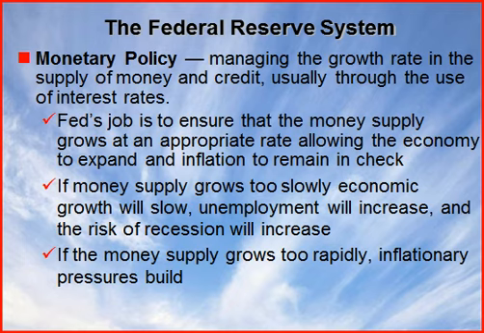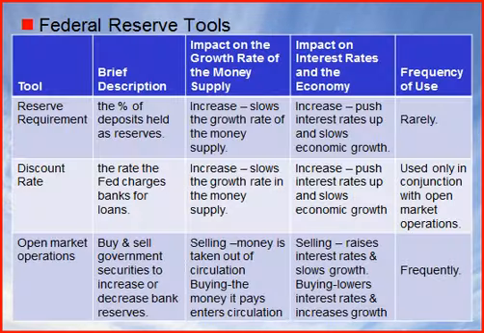The Fed's job is to ensure that the money supply grows at an appropriate rate, allowing the economy to expand and inflation to remain in check. If the money supply grows too slowly, economic growth will slow, unemployment will increase, and the risk of recession will also increase. If the money supply grows too rapidly, inflationary pressures will build. The Fed has several policy tools it can use to impact the money supply. On this slide, we will look at 3 of them.